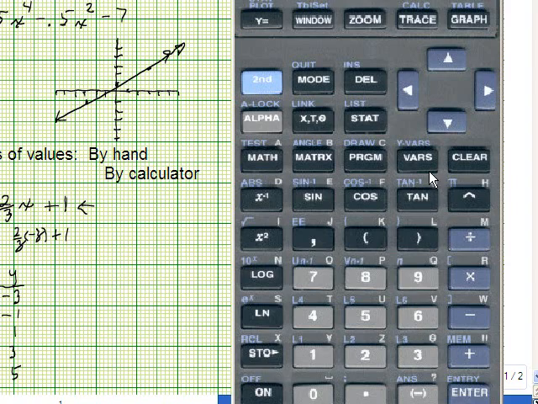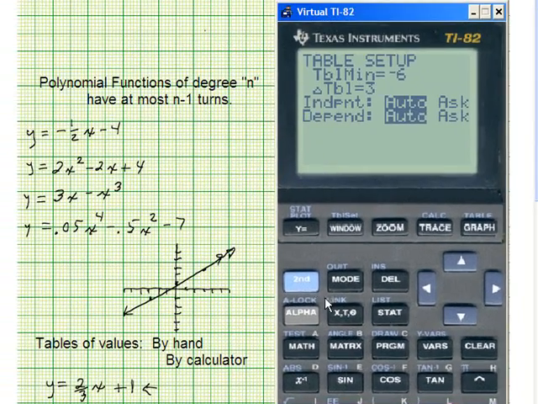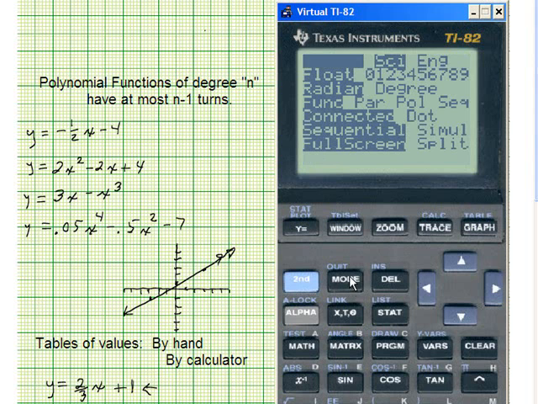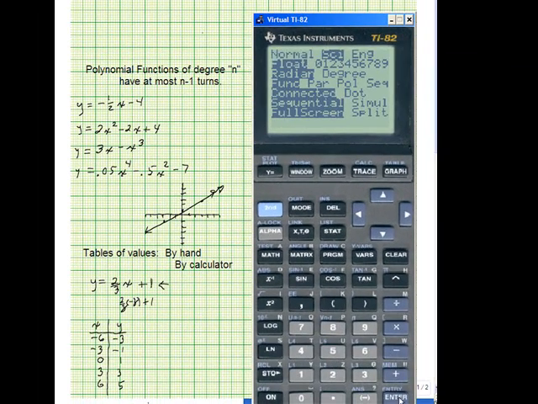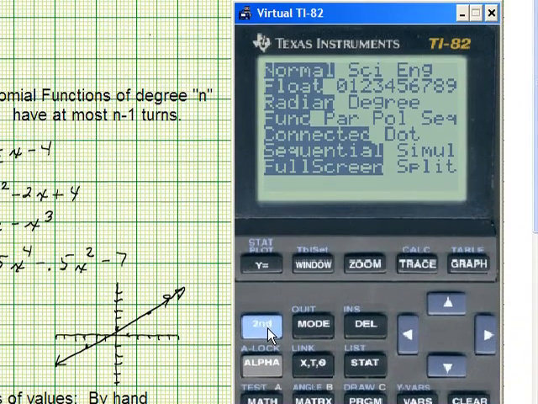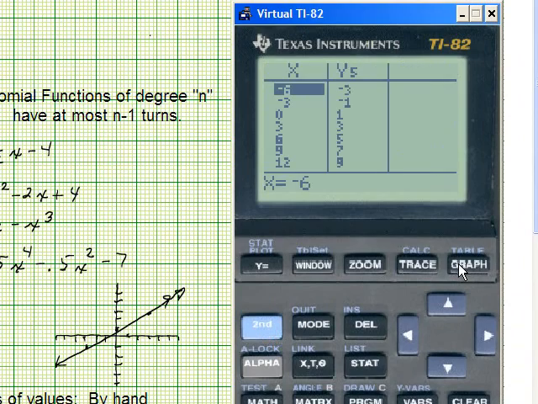Now once you've got that table set up, all you need to do to see your table is hit second graph. So second graph, it says table above that, and take a look at our table. It says, and this must be in scientific mode because it's got all these E's on it. So let's go to the mode key and get out of scientific mode. Yep, sure enough. See here, scientific highlighted. Let's arrow, well, we're already on normal. Let's just hit enter. And now we should have a normal looking table. So again, go second graph. And now our table looks normal.